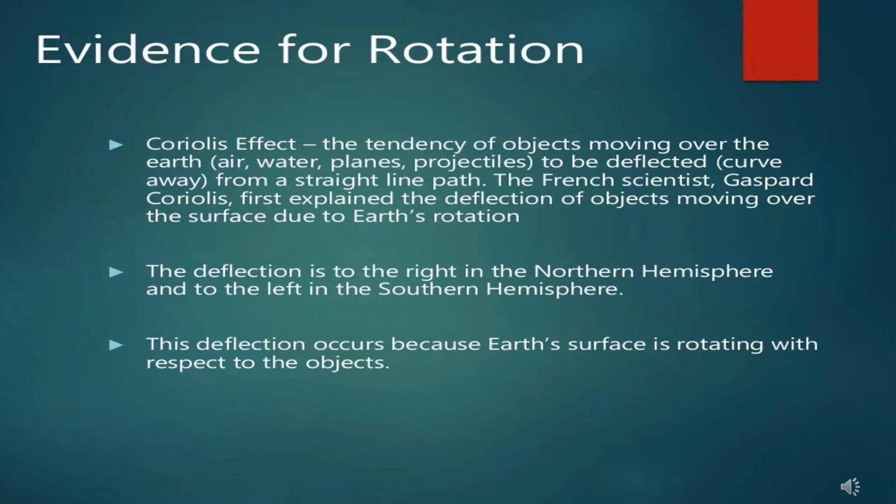For the evidence of rotation, to understand the Coriolis effect, the tendency of objects moving over the earth, air, water, planes, projectiles to be deflected in a curved way from a straight line path, the French physicist Gaspard Coriolis first explained the deflection of objects moving over the surface due to the earth's rotation. The deflection is to the right in the northern hemisphere and to the left in the southern hemisphere. This deflection occurs because the Earth's surface is rotating with respect to the objects.